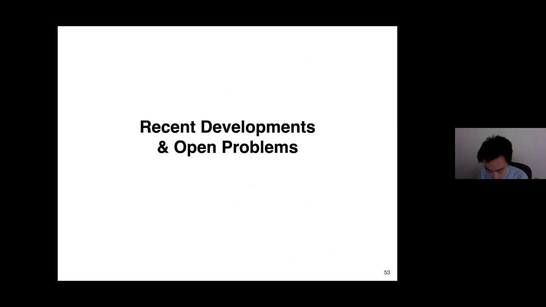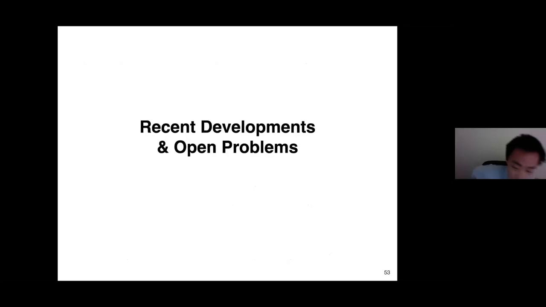Okay, so we have seen how we achieve the optimal rates and the best performance we can do for these types of problems. Next we'll see some open problems and some recent developments for this problem.